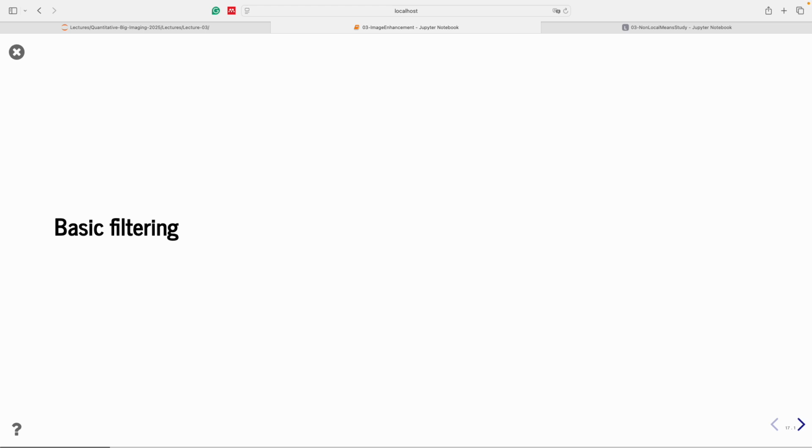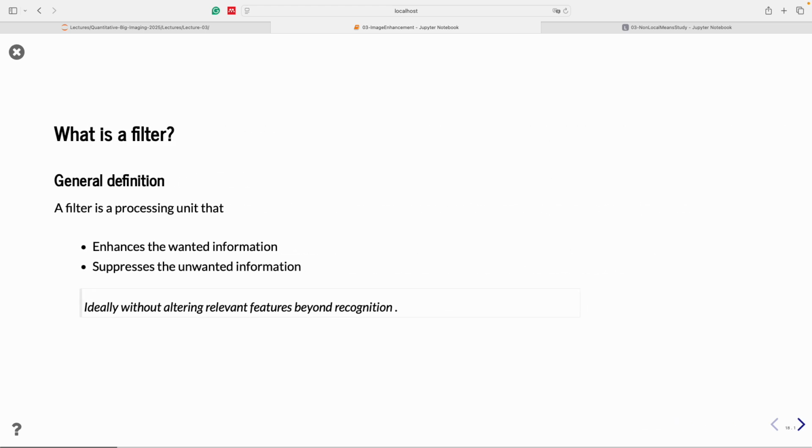So switching over to the filtering. In principle, a filter is a little machine that enhances the wanted information and suppresses the unwanted information. And ideally, you want this to happen without altering the relevant features, in particular beyond recognition, that is pulling it too far.